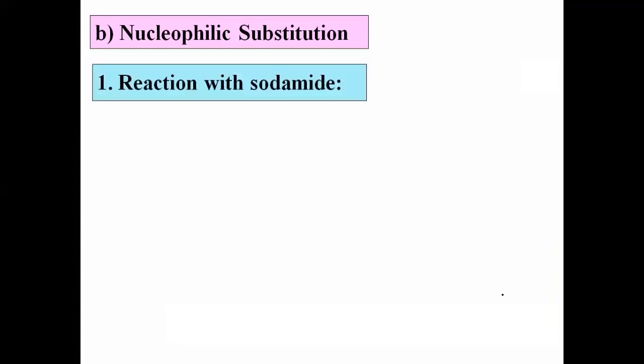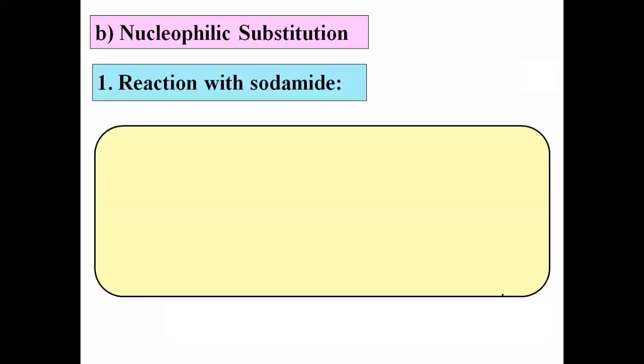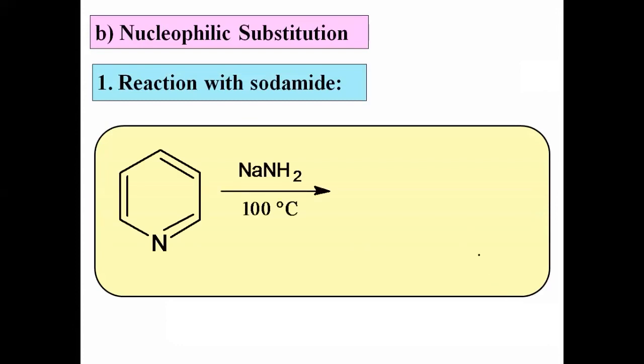First one, reaction with sodamide, an example of a very strong base. Okay, this is our pyridine molecule. When it is treated with sodamide, NaNH2, the reaction is carried out at high temperature, 100 degrees Celsius. When pyridine is treated with sodamide, what happens? We know that in sodamide, NH2 has a negative charge and sodium has a positive charge. And here that NH2 minus acts as a nucleophile.